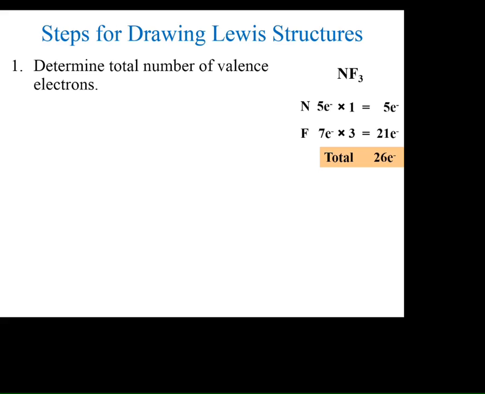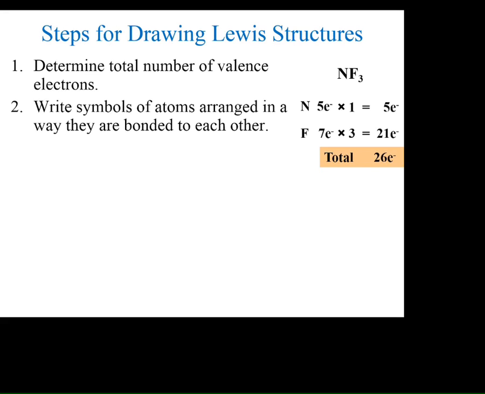Okay, step 2. We're going to write the symbols of the atoms arranged in a way that shows how they're bonded to one another. So we're going to figure out, is the nitrogen bonded to a fluorine, bonded to a fluorine, bonded to a fluorine, or is it fluorine bonded to a nitrogen to a fluorine, or what's the order? And there are some little rules here that will make this really easy to figure out.